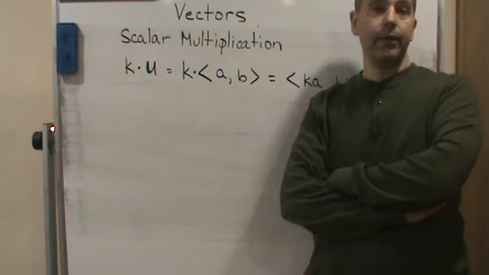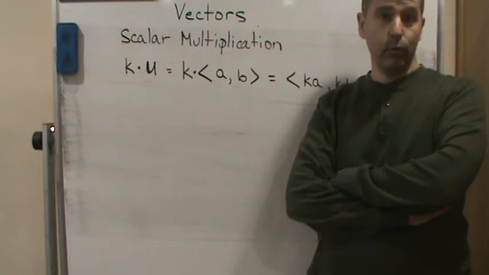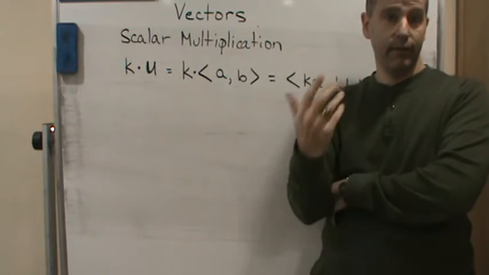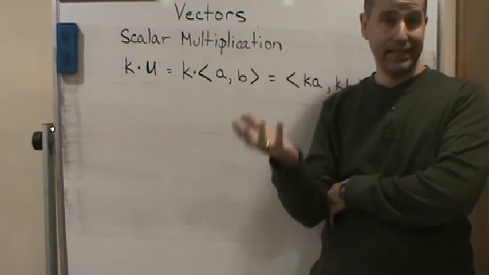Okay, and so how do we deal with that? Well, scalar multiplication is very easy. We just multiply the components of the vector by the scalar.